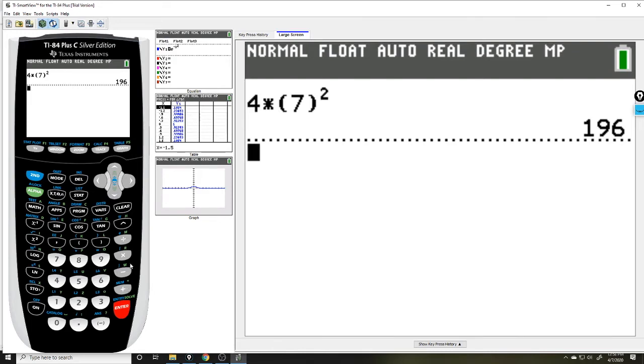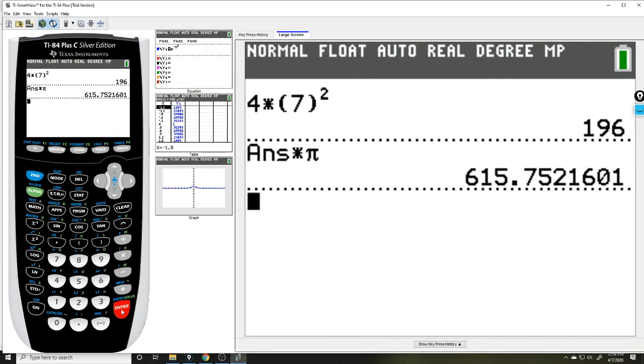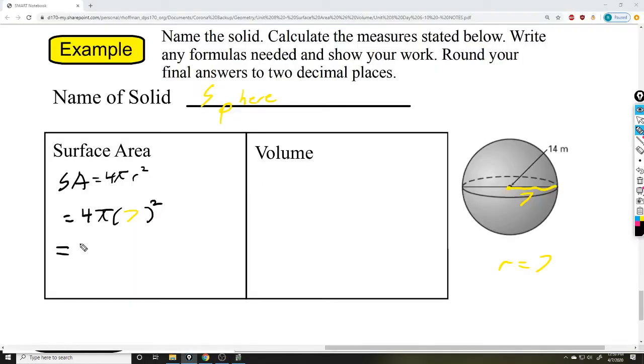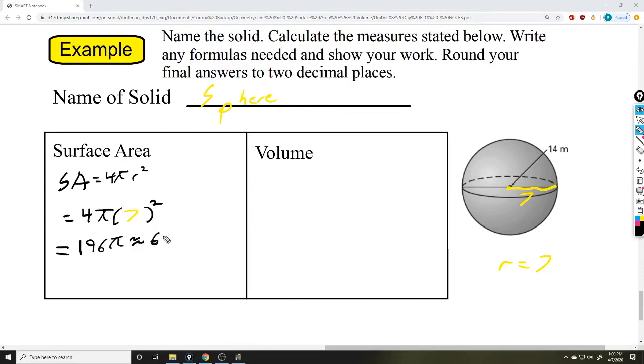If we want it rounded with the pi multiplied out, we just take this answer and multiply it by pi. There's pi. And there's our rounded answer. So coming back here, this is my exact answer in terms of pi. And then here's my rounded answer. Meters squared, because it's a surface area. So that's an area. It's going to be a meter squared.